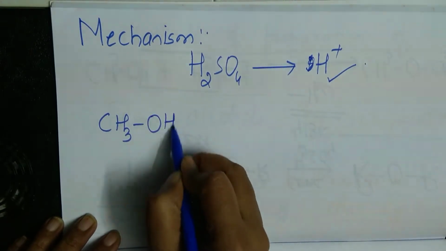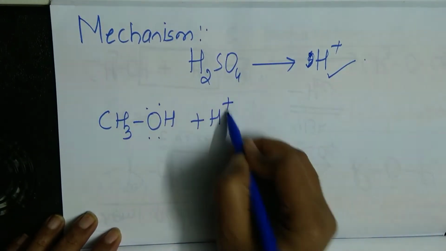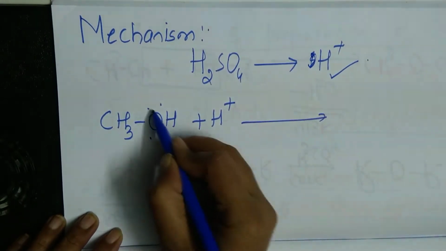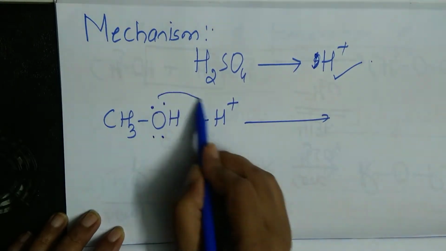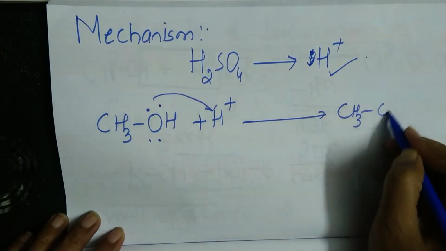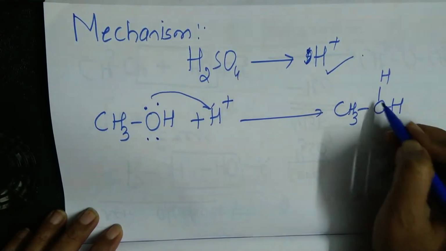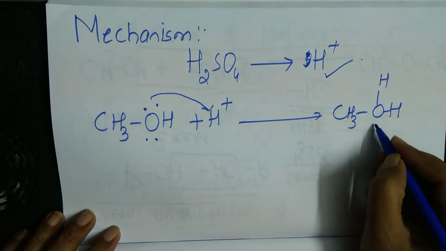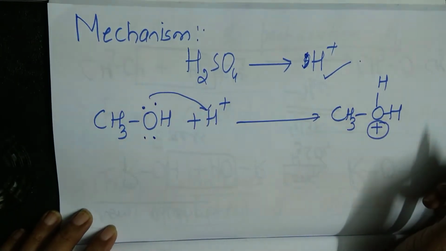So this proton protonates our alcohol. So what is the step 1? Protonation of alcohol. So you have two lone pair of electrons here. H plus is deficient. So these electrons are given to proton, giving you a protonated alcohol. Now oxygen is deficient of a pair of electrons. Therefore, we write positive charge on the protonated alcohol.